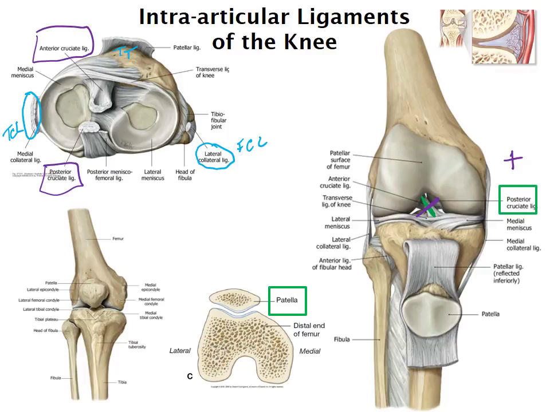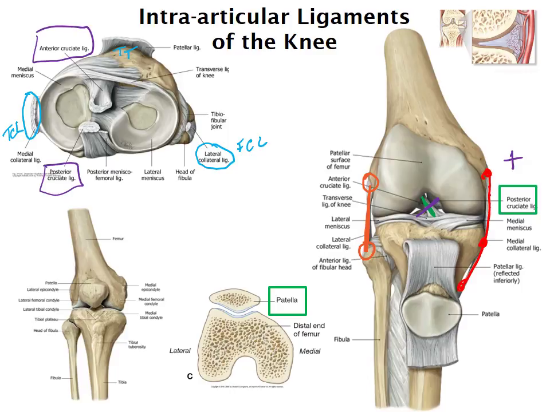On this picture on the right, we can also see these collateral ligaments coming down, with the lateral collateral ligament attaching the femur to the fibula, thus the fibular collateral ligament. And then we also see the tibial collateral ligament attaching the femur to the tibia.